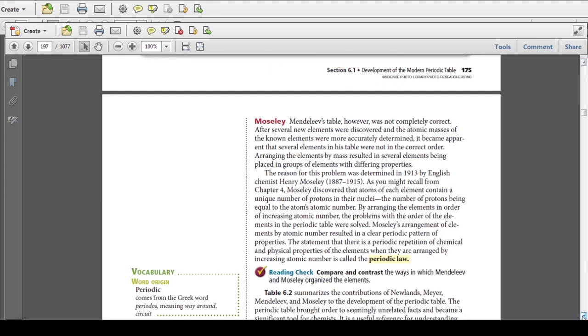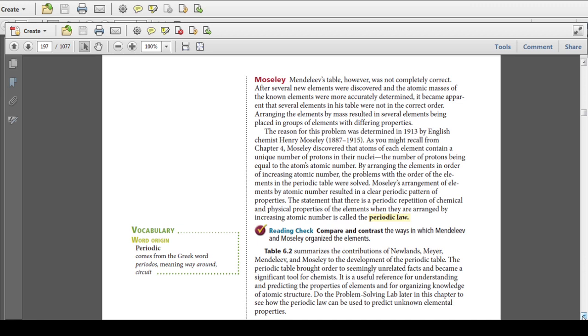Mendeleev's table, however, was not completely correct. After several new elements were discovered and the atomic masses of the known elements were more accurately determined, it became apparent that several elements in his table were not in the correct order. Arranging the elements by mass resulted in several elements being placed in groups of elements with different properties. The reason for this problem was determined in 1913 by an English chemist, Moseley.